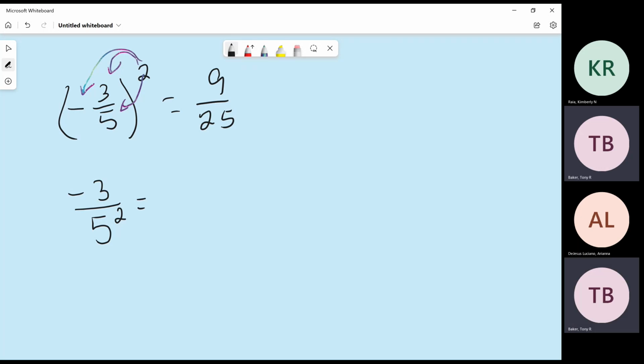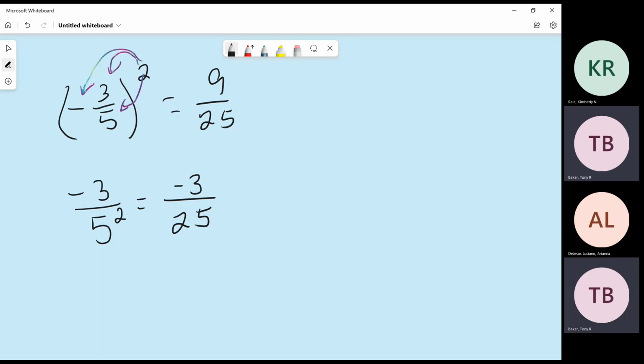Then I have the next one, and notice I don't have parentheses. So that squared is only on the 5. So my answer is going to be negative 3 over 25. All right, it's really making you think about where that negative sign is and what the negative sign means.